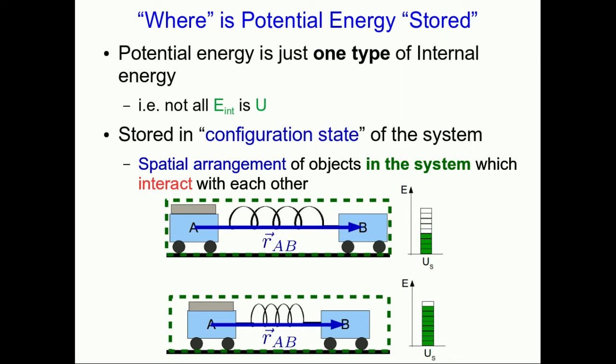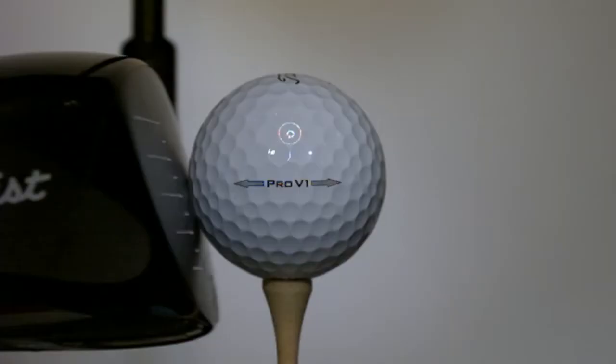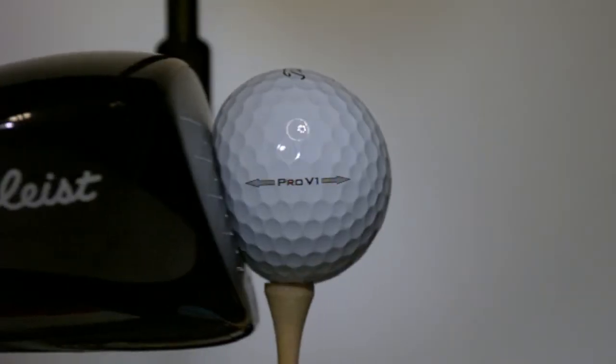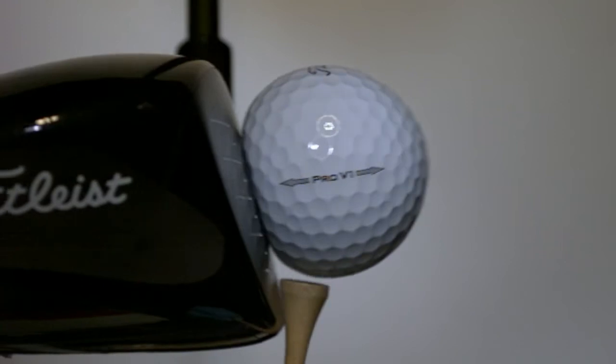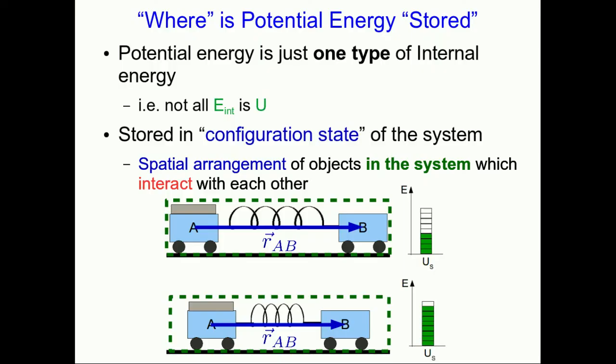For example, when a golf ball is hit, the golf ball compresses like a spring. You can't notice it unless you watch very high-speed film, but it's behaving exactly like a spring, and so you get spring potential energy during the interaction between a golf ball and a golf club.